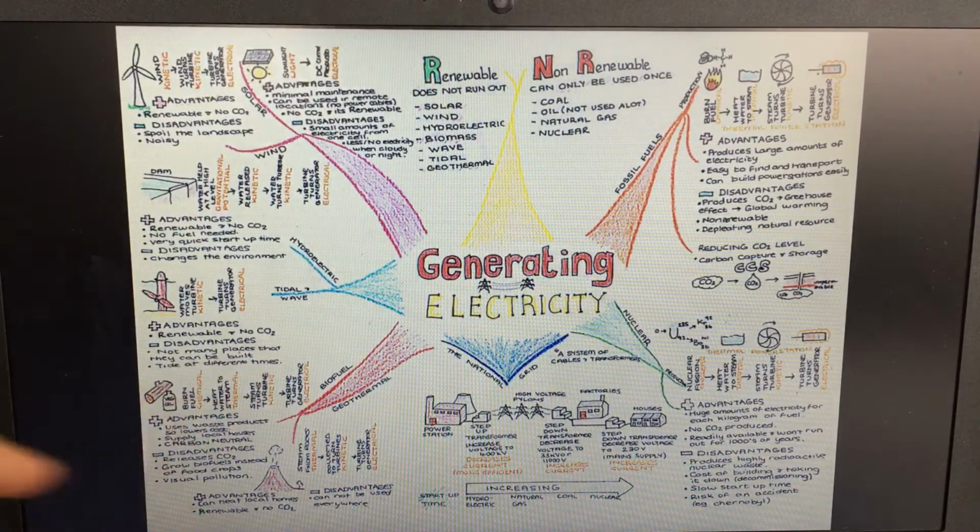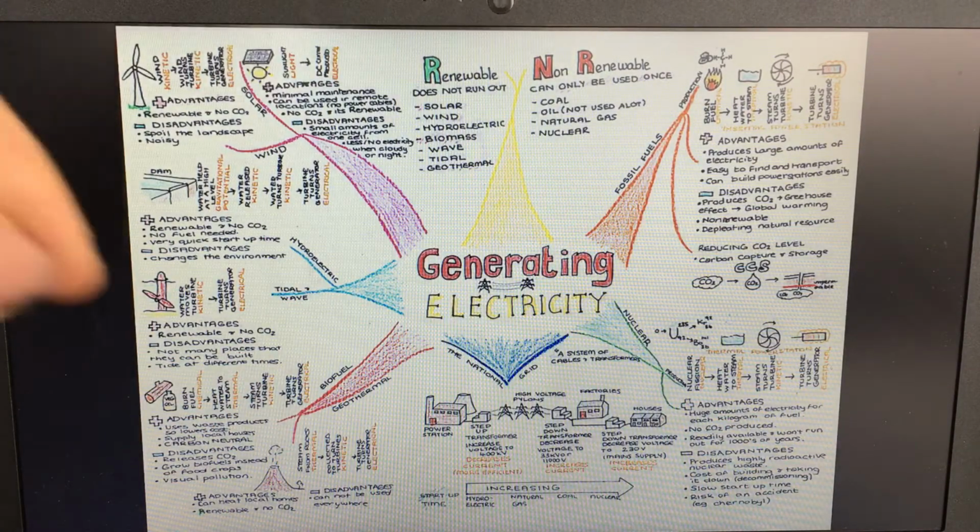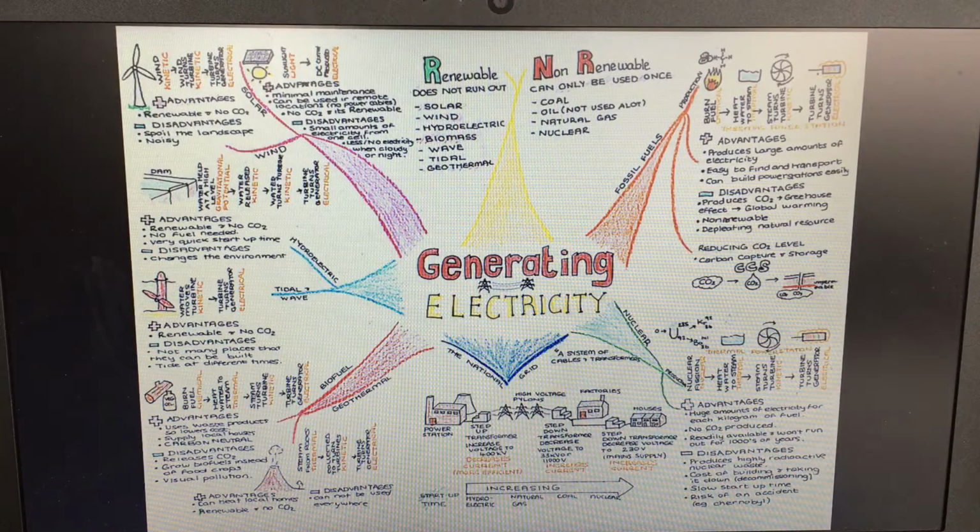Another one could be biofuels, sometimes called biomass. When you burn a biomass, you get a biofuel because anything you burn then becomes a fuel.